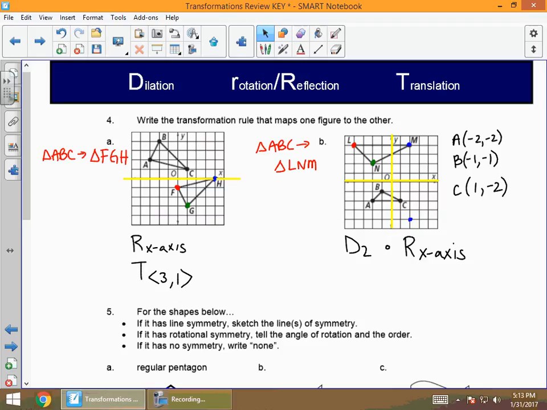And the blue one is 4 below. I flip it to 4 above, and it lands right on N. So I don't even need to translate that one. So the first one, they were the same size, and it didn't need a dilation. The last one there, once I reflected them, it did not even take a translation, so I was able to do it in just 2 moves.